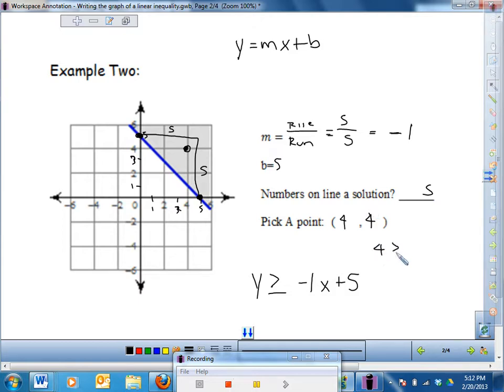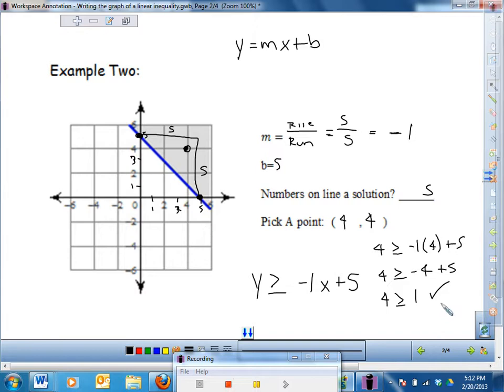Is 4 greater than or equal to negative 1 times 4 plus 5? Negative 1 times 4 is negative 4. Bring down my 4. Is 4 greater than or equal to negative 4 plus 5 gives me a positive 1. Is 4 greater than or equal to 1? Yes. I used the right inequality symbol.